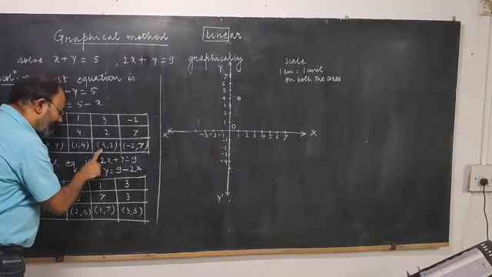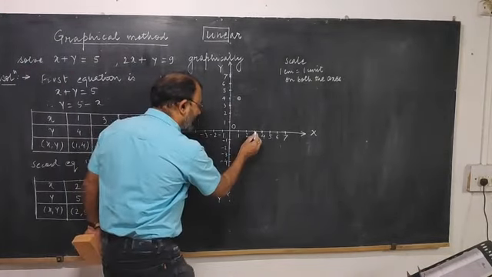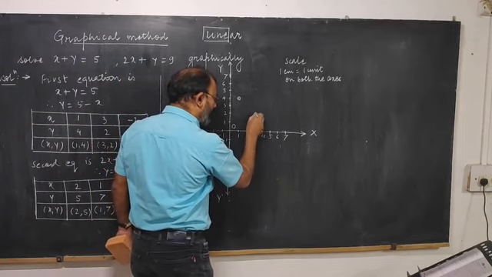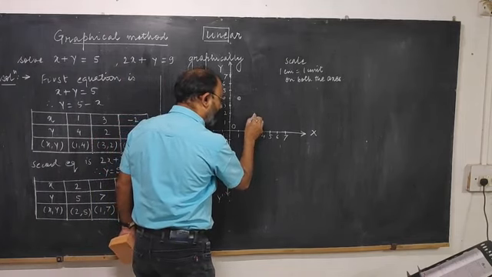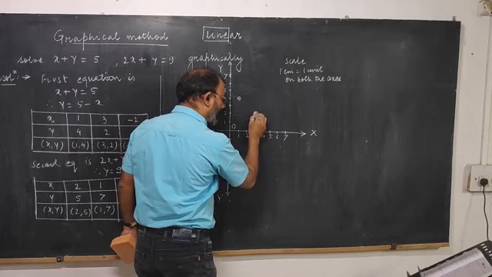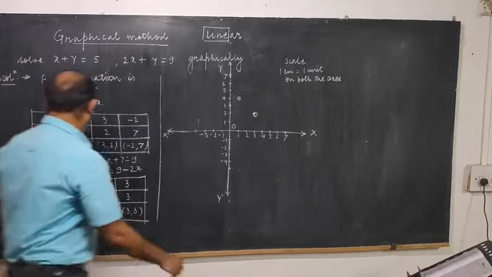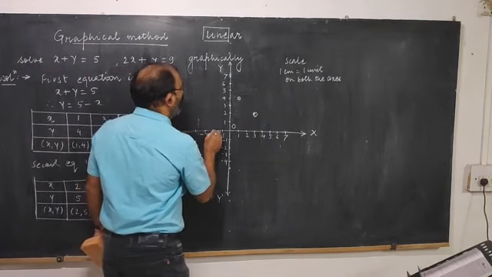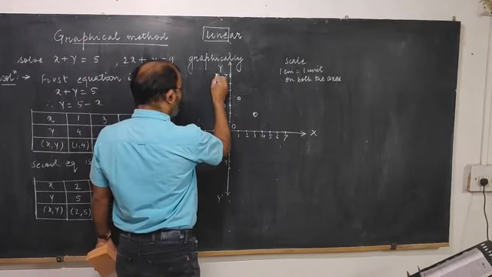Then second is 3, 2. X coordinate is 3, y coordinate is 2. So 3, 2 will be here. This is the point. Then the third point, minus 2, 7. X coordinate minus 2, y coordinate plus 7. So it will be here.